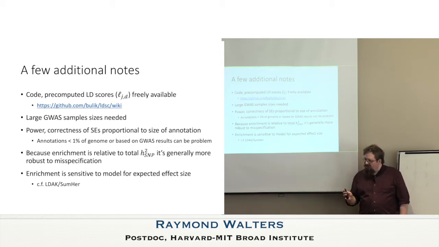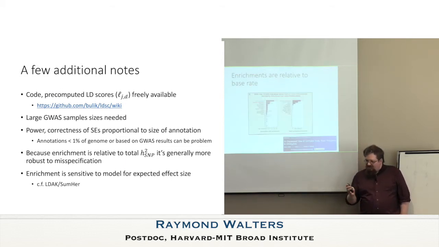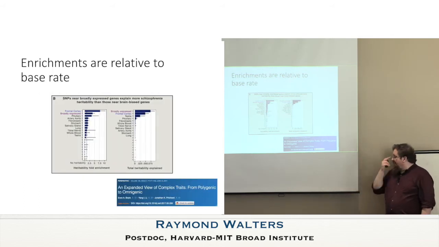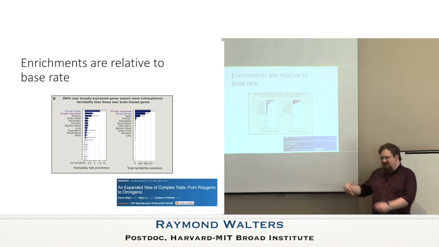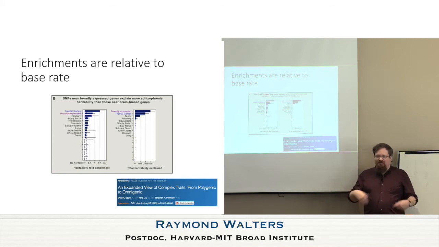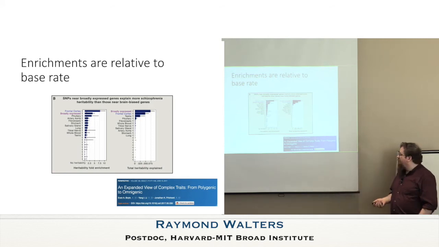And then on that same point about enrichment, that actually goes back to what David flagged: the enrichment relative to baseline is also not necessarily a statement about contribution to the total quantity of heritability. So just because an annotation is enriched doesn't mean it's the most important thing in terms of where the majority of the SNP heritability is coming from.